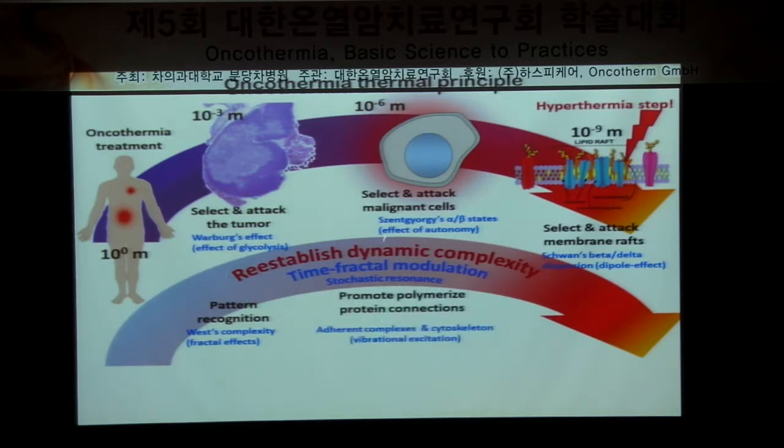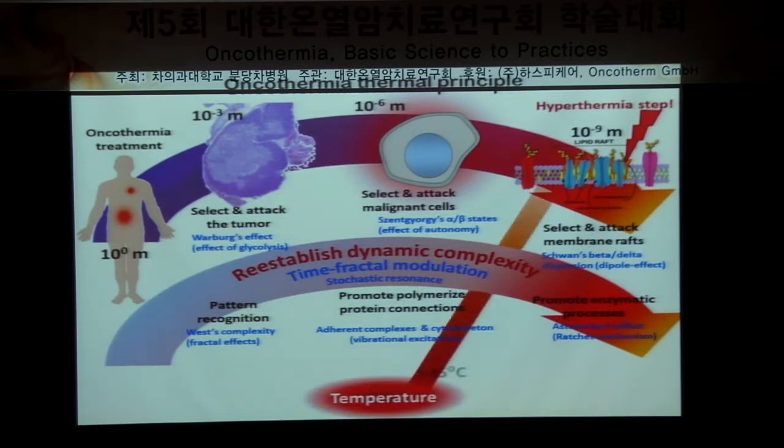Here it promotes polymerizing the protein connections, like E-covering and so on, which was measured many times. And here it promotes the enzymatic processes, which are so-called ratchet mechanisms, which were discovered at MIT by Estonian and other investigators. What about the temperature?